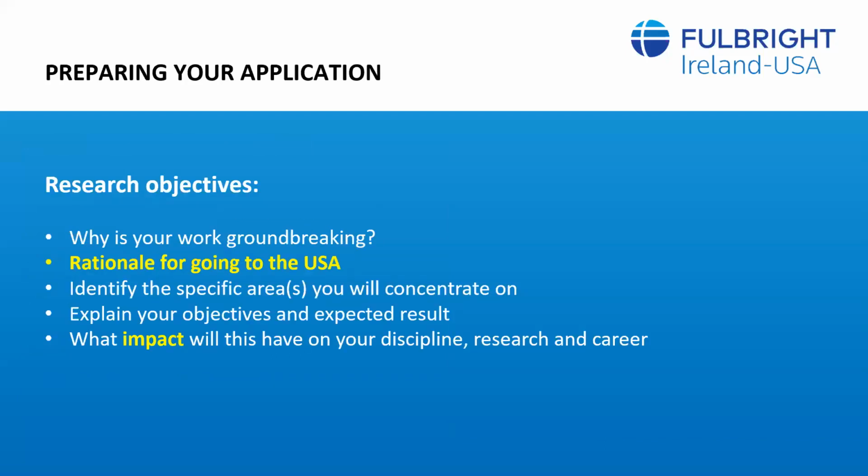In terms of preparing your application, the stuff that you know, the research objectives, they're easy. They're stuff you do on a regular basis. Your rationale for going to the States should be strong. Why couldn't it be another country? Why couldn't it be Germany or Austria or Switzerland, or pick another country? Explain your objectives and your expected result. And what impact is a little bit more: what impact will this have on the discipline, the area you're working in, but also on the research that you want to do, and your career, and how is that going to develop? So it does come back to impact, a broad sense of impact.